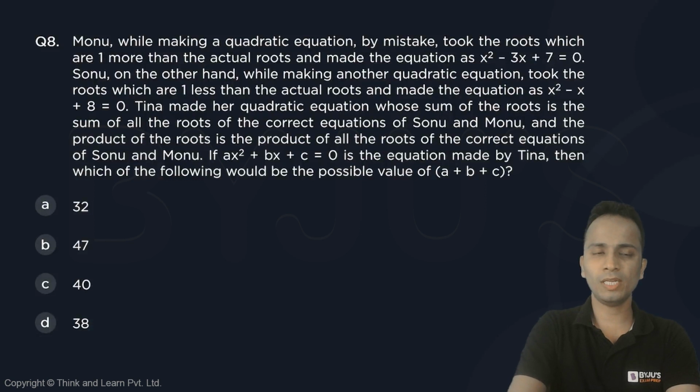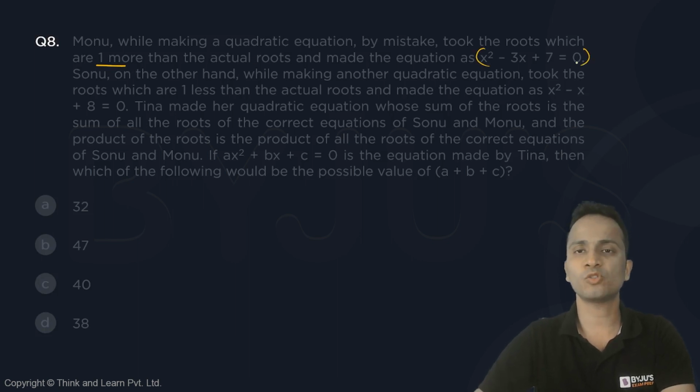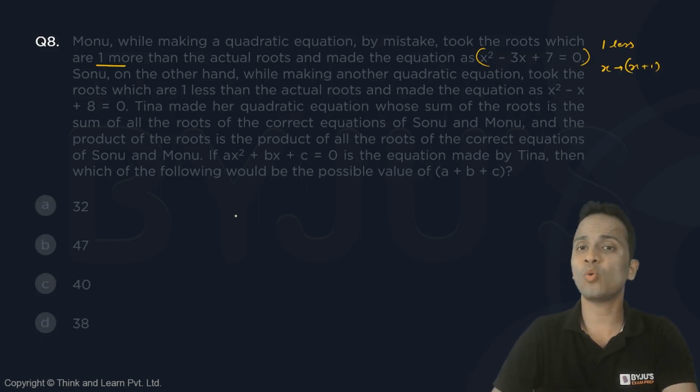Okay, so let's begin. Here, the first person, Monu, while making a quadratic equation, took the roots which are one more. So Monu has taken the roots as one more and he has given this equation. So the actual equation should have the roots which are one less than the roots of this equation. So instead of x we will substitute x plus 1 and we will get the correct quadratic equation that Monu should have made.